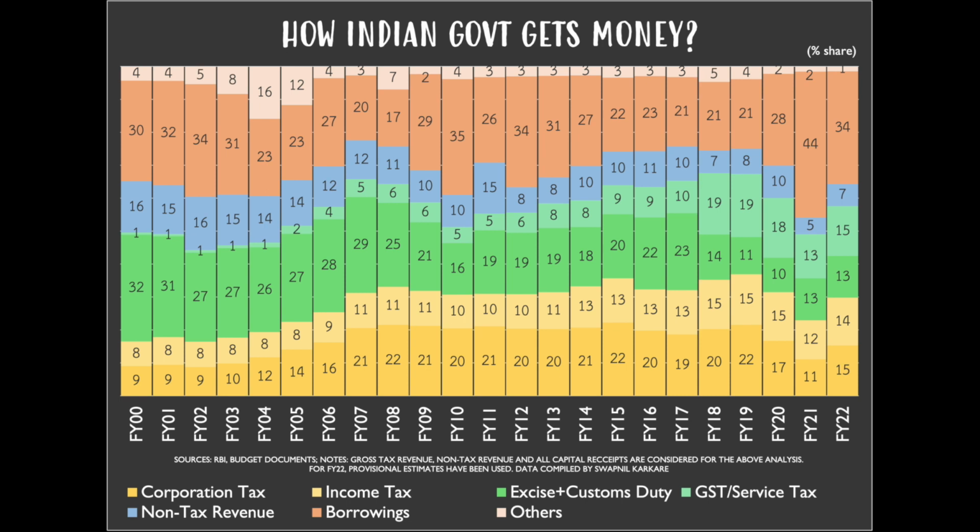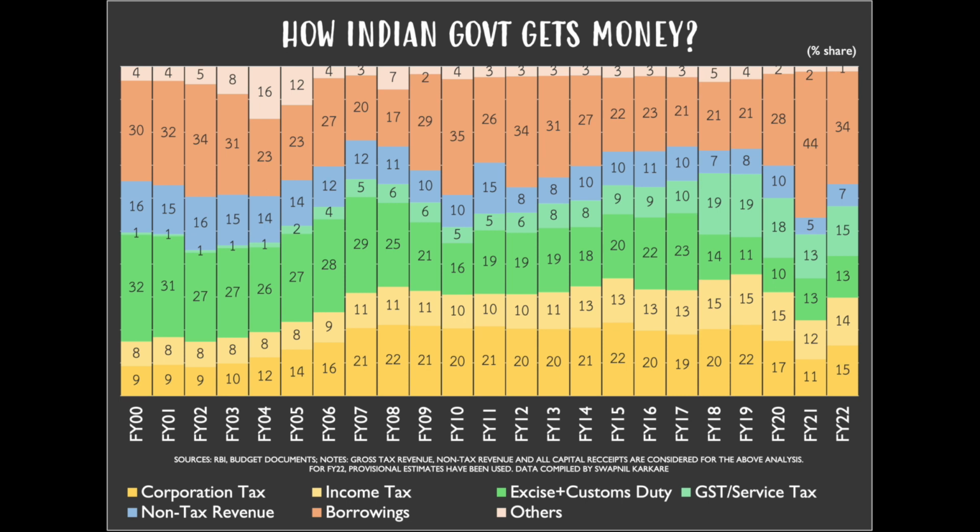Now, indirect taxes, which are represented in green shades. The darker one is the sum of excise duty and customs duty, while the lighter one is GST and service tax. The share of indirect taxes has many ups and downs. From FY02 to FY07, it was increasing. Then from FY07 to FY12, it was decreasing. Then its share rose again till FY17. Post that, its share has decreased.